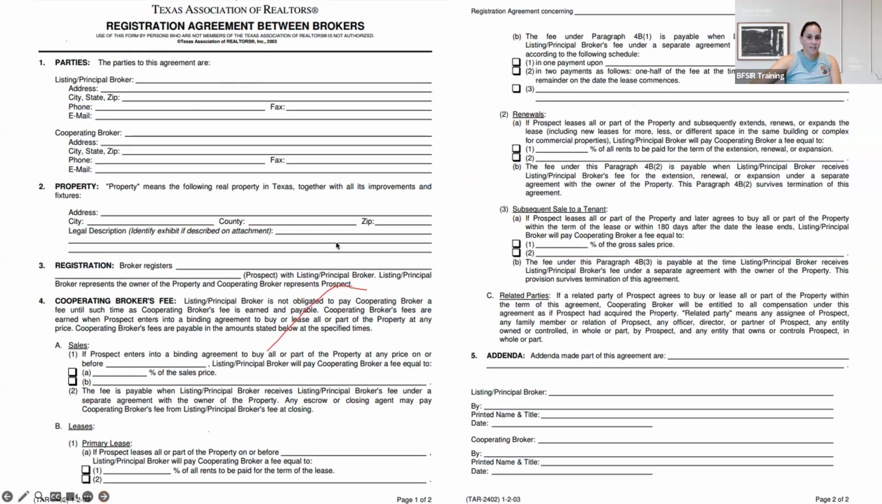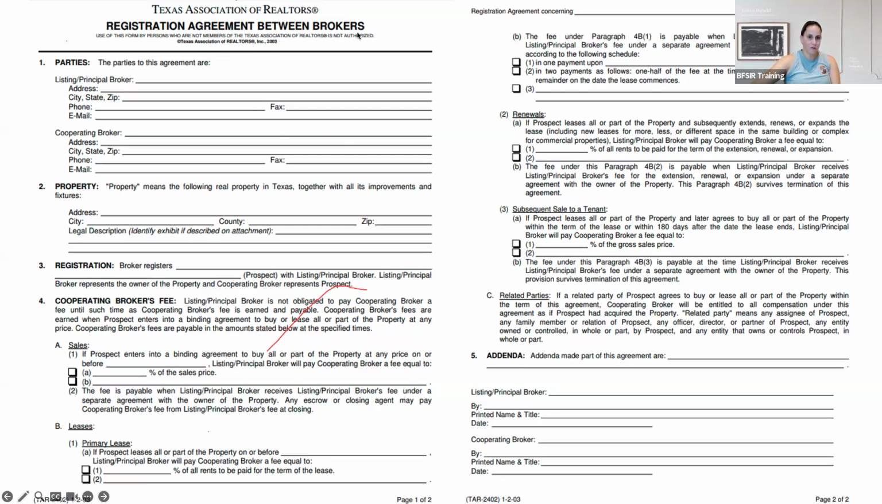This is if you decide to change the commission for whatever reason, you have to fill this out, because obviously if someone is advertised, we're paying 3% in the MLS, but they're only going to pay 2%. You have to put that in writing. And this is what this document does.